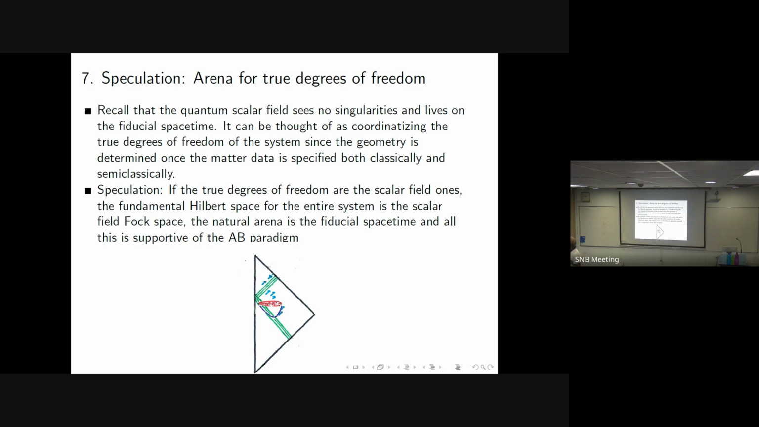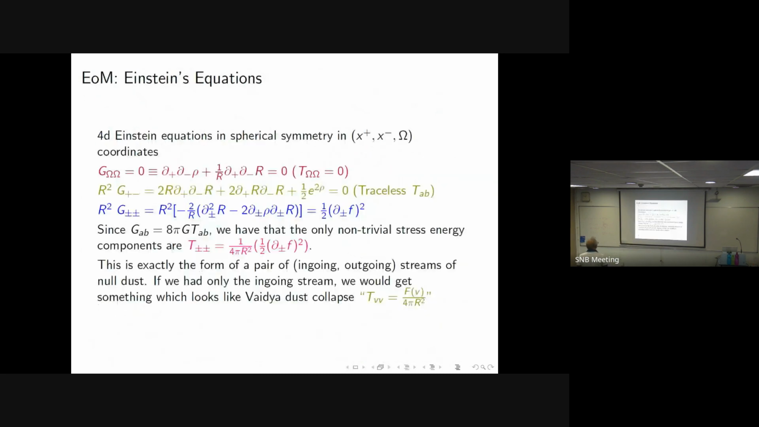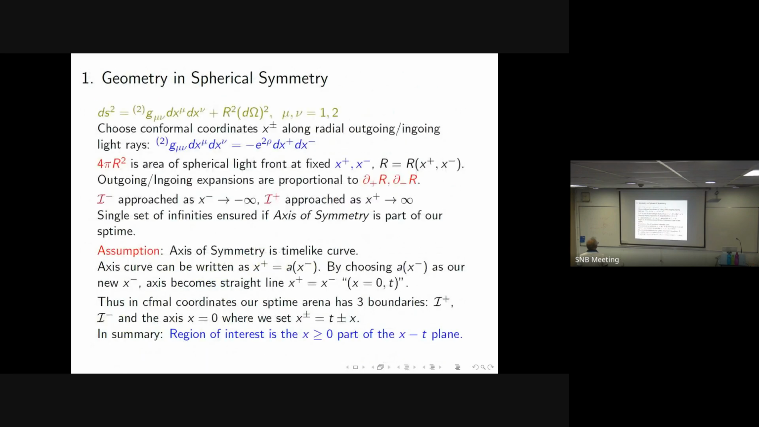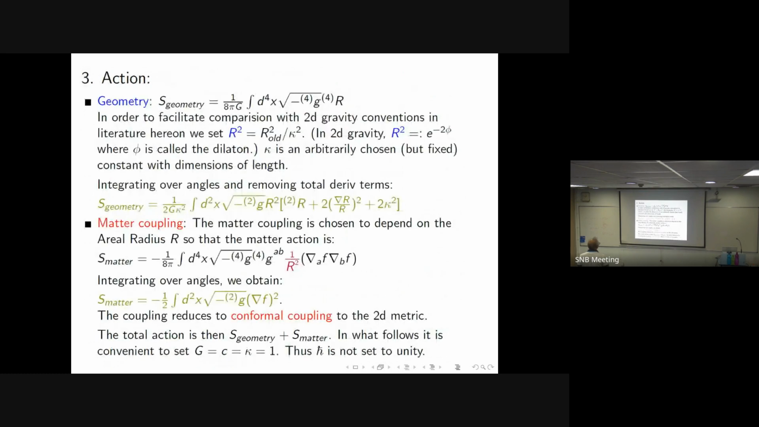But I am choosing a coupling which is, I'm just doing this because it will answer your question very quickly. So the geometry part is just the Einstein-Hilbert action, exactly 4-dimensional gravity. Integrate over the angles, you get something. So this is the 2-dimensional curvature, this is the areal radius. These are the only degrees of freedom. So you get something. Don't worry about the kappa, you can set it to 1.